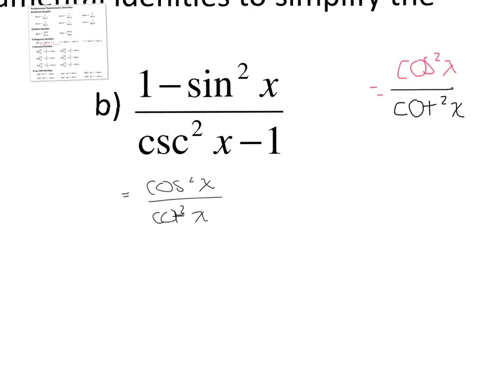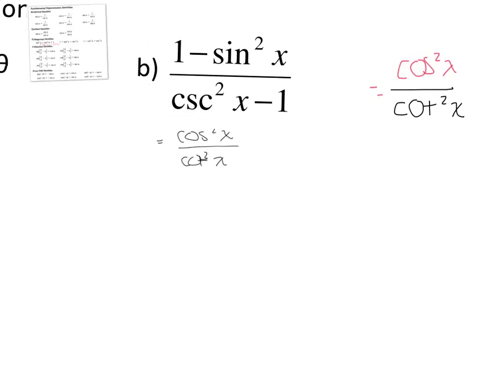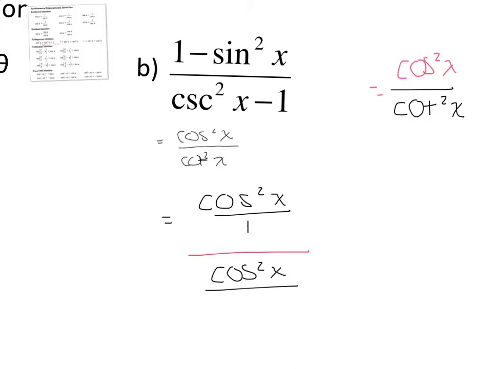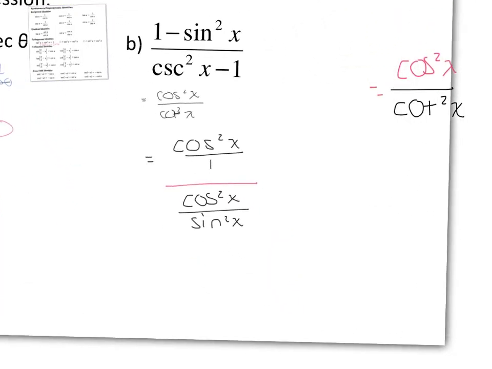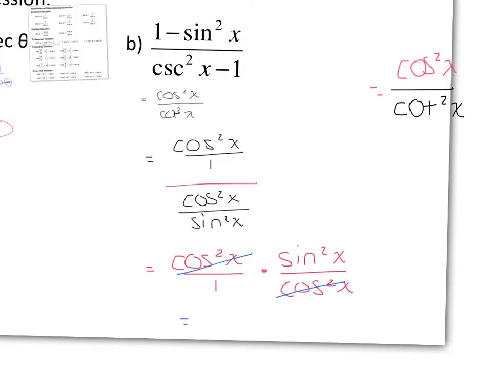This simplifies a little bit more. I'm going to re-express this cotangent as cosine over sine, and then I'm also going to remember that we're dividing fractions here. Cosine squared x over sine squared x. So now that I have that, I'm going to do state change flip. And then I can see that my cosines reduce, and my final answer is sine squared x. And now that's simplified.